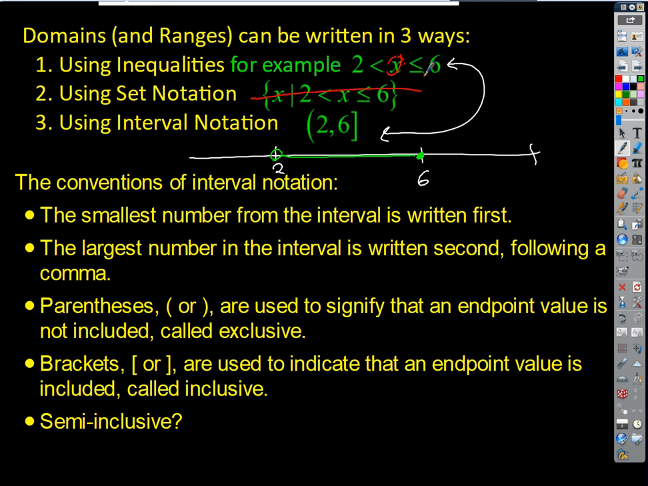I don't care if you know this vocabulary or not, honestly, but we would say that this kind of situation where you're using parentheses where we're not including endpoints, we call that exclusive. We're excluding the endpoints. If we use the brackets, so we're including the endpoints, we call it inclusive. And something like this we call semi-inclusive. Semi just means half, right? So it's half inclusive and half exclusive. I don't care if you know that. That's really not a big deal. Just know how to use this stuff.